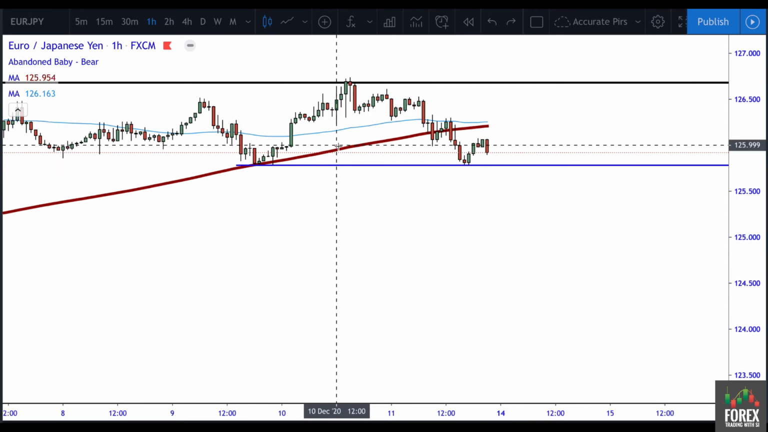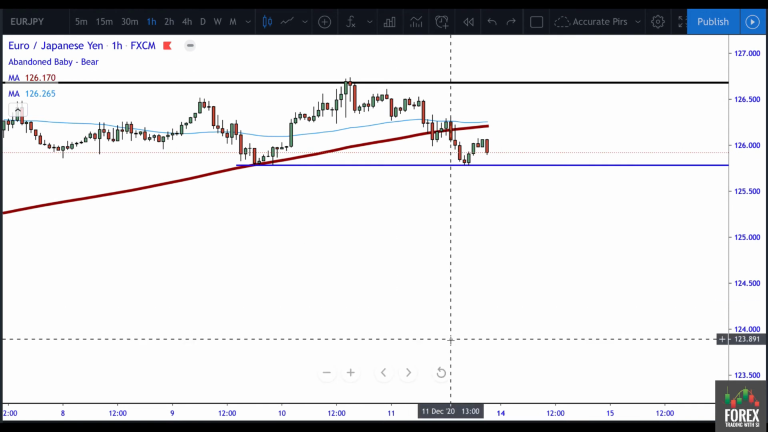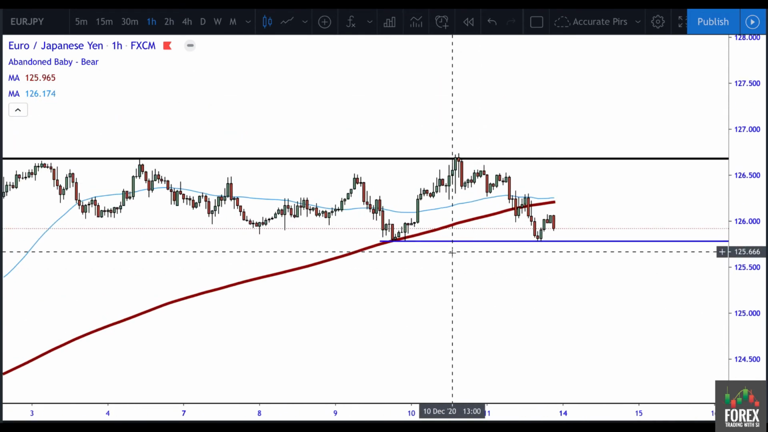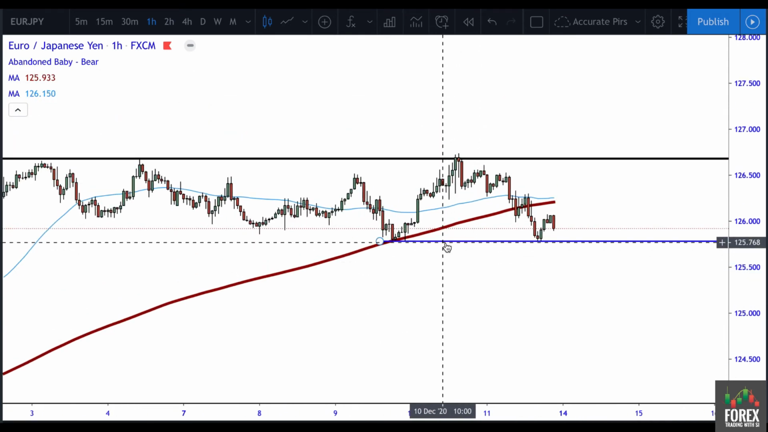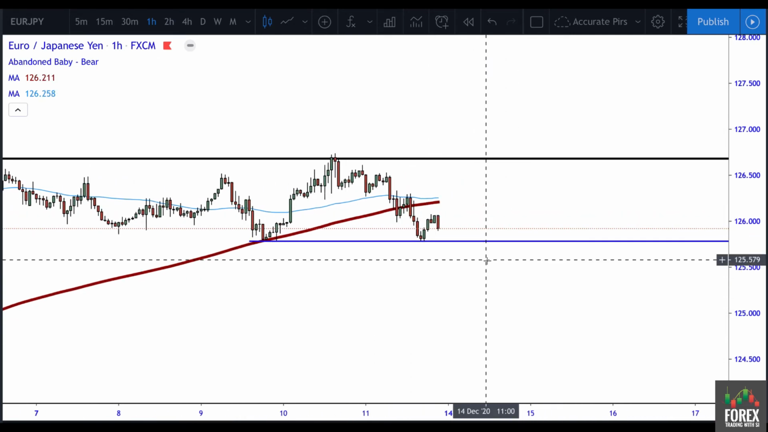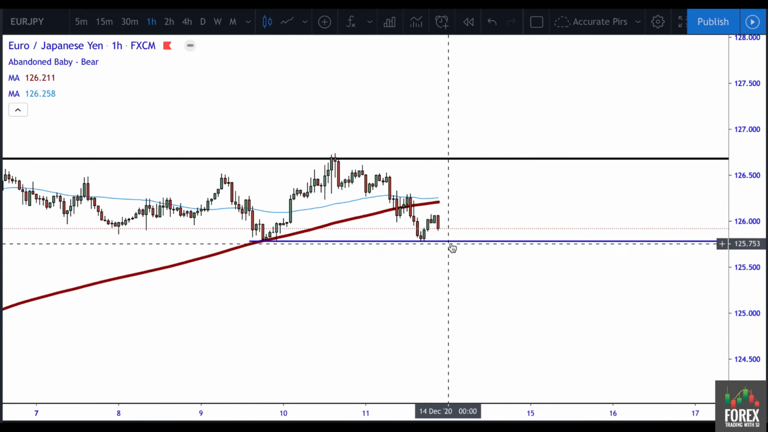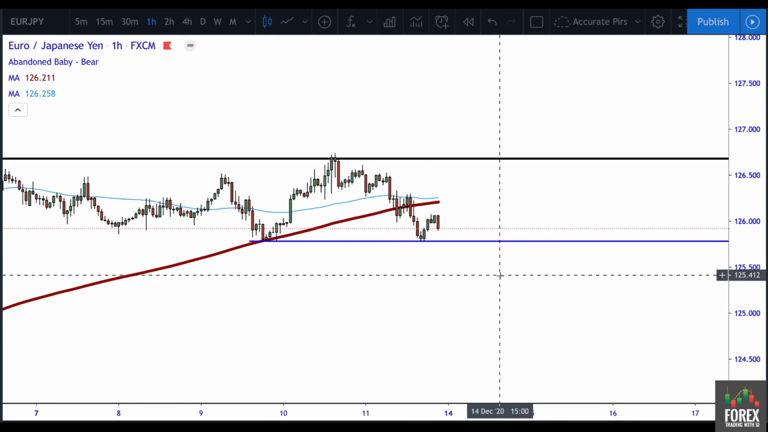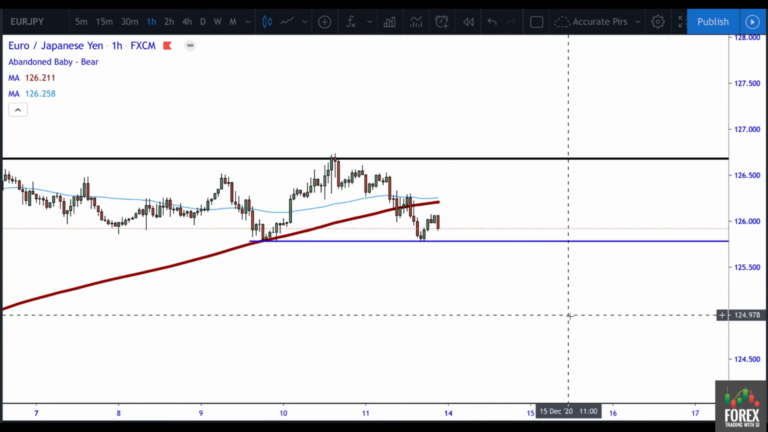Yeah, so that's it for EURJPY. Pretty simple on that one. So that's what I got. I got this level here marked out as my temporary support level, waiting for EURJPY to break it. And when it does break it, hoping to get a nice downwards momentum run on this.